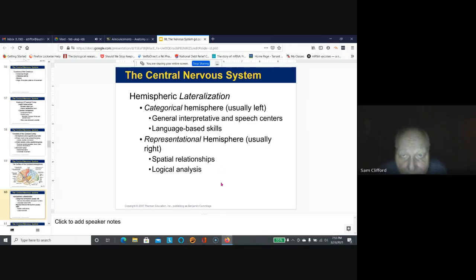I mentioned hemispheric lateralization. So we have the left hemisphere taking control of interpretation of events and speech centers, language-based skills, and the representational hemisphere, the right, handling spatial relationships and logical analysis. So lateralization means that different functions are associated with left or right parts of the brain.